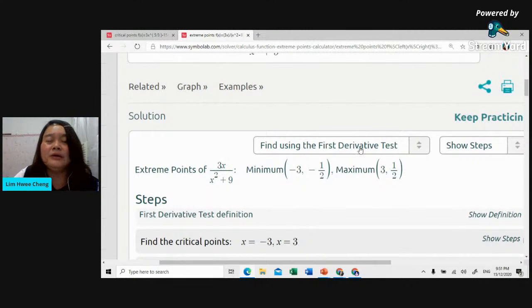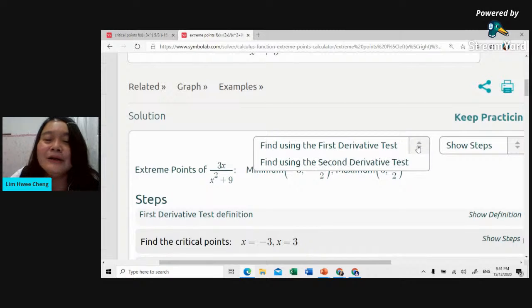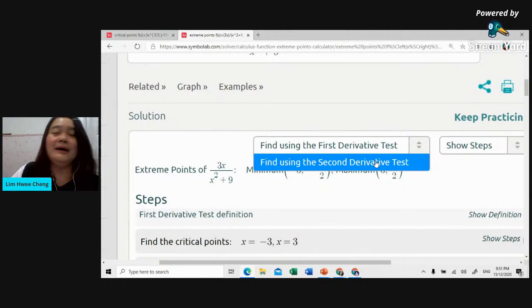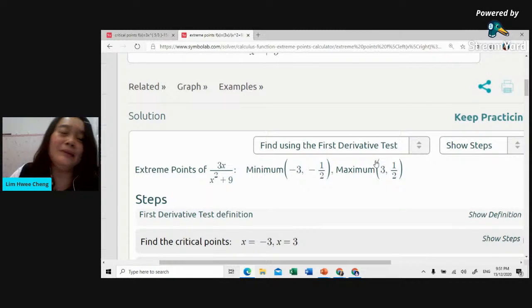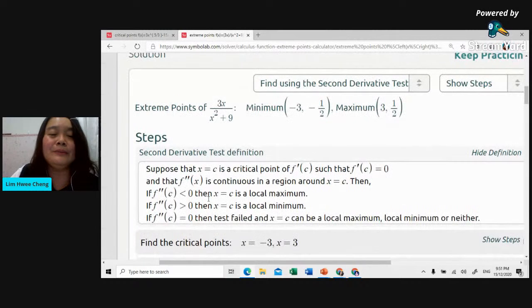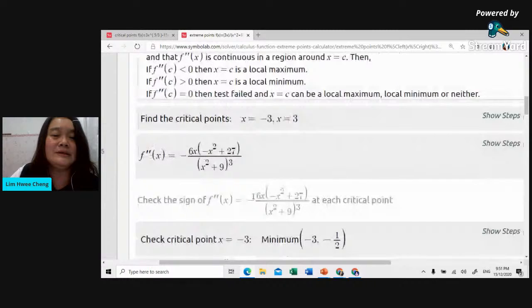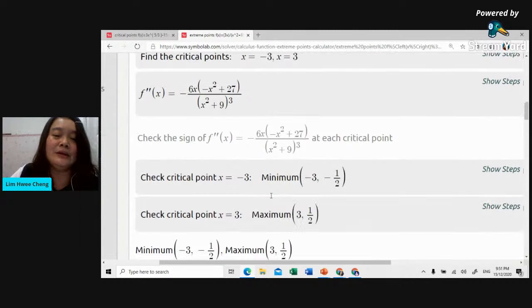So, okay, kalau you tak suka first derivative test, you see class, you see, they find using the first derivative test. So, you kalau tak suka, you boleh buat second derivative test. You see, very powerful this app. Okay, so second derivative. So you boleh pilih second derivative. Dia bagi you dia punya theory lagi. Kalau second derivative less than 0 maximum, greater than 0 minimum. Kalau kosong bukan maximum, bukan minimum. So this is your second derivative. Kalau you buat second derivative, you get, so you punya maximum minimum.